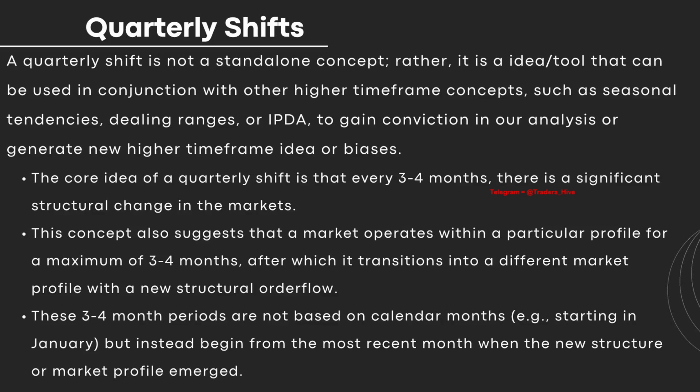Now let's talk about quarterly shifts. The core idea of quarterly shifts is that every 3 to 4 months there is a significant or major structural shift or change in the markets. This shift could occur or be perpetuated in multiple forms, but the idea is every 3 to 4 months, either 3 months or 4 months. That's the range. It can be higher than 3 to 4 months, but the optimal range is 3 to 4 months.